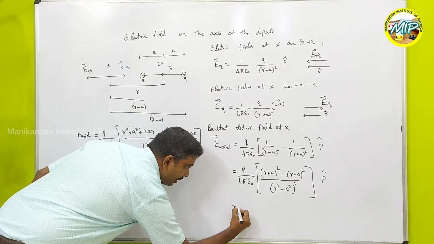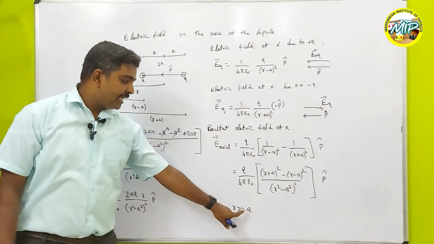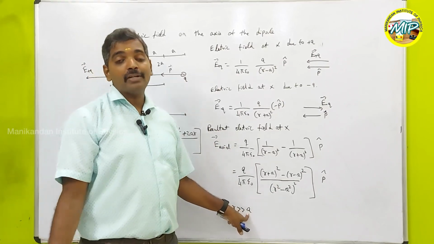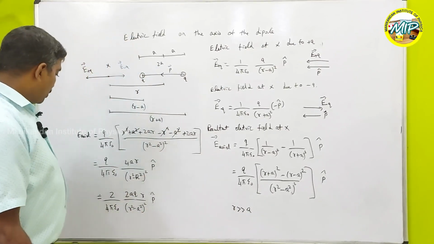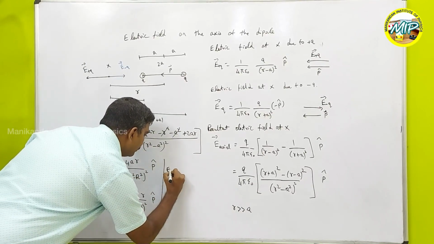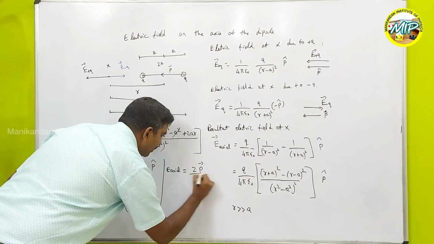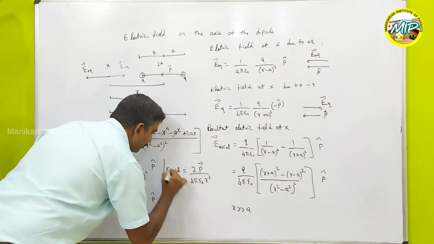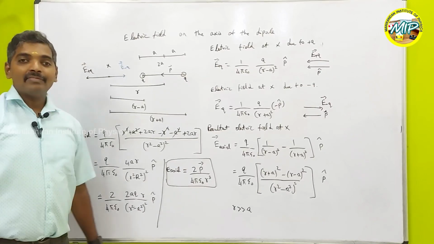And then for r very much greater than a, this is the approximation we are taking, because 2a is the distance between the two poles of the dipole. So it is a very small value compared to the r value. So I can simply rewrite this equation as 2 p vector by 4 pi epsilon naught r cube. So this is the electric field on the axis of the dipole.